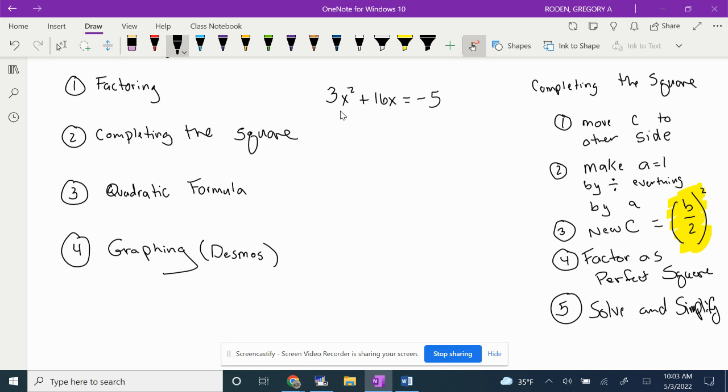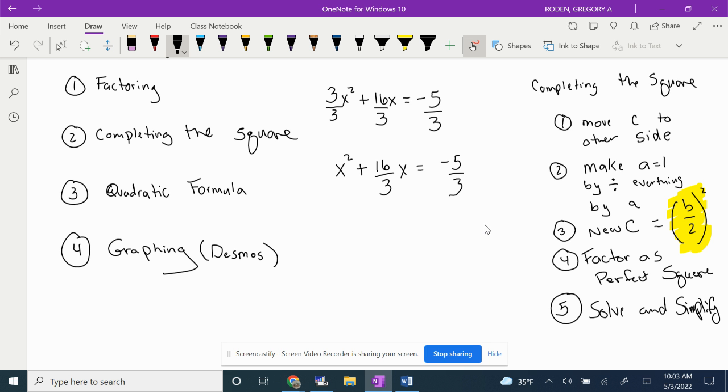Okay, now the next thing we're going to do is make a equal to 1. We never want anything but a 1 in front of our x squared. So we're going to divide everything by 3. It's going to get a little weird here, but we can handle it. So when you do that, you're going to get x squared plus 16 over 3x, which does not simplify, equals negative 5 over 3. And we're not going to change it to decimals. We're going to leave it as fractions for now. Okay. You guys with me on that?